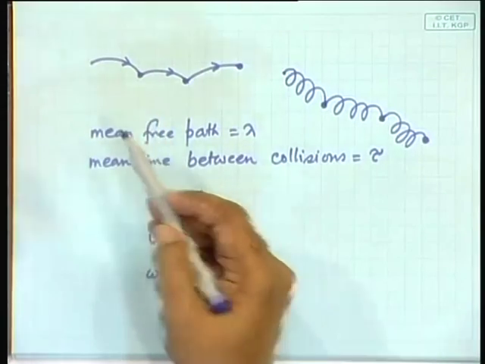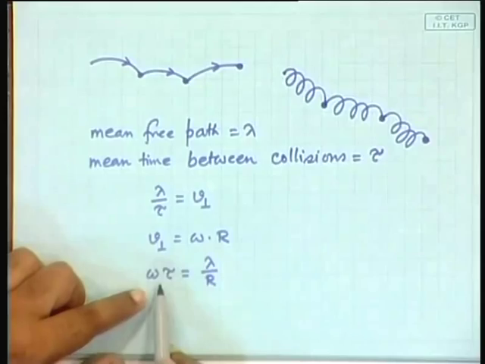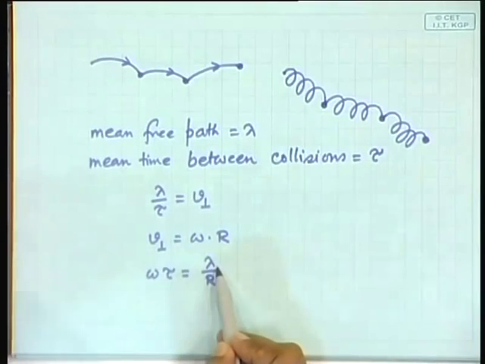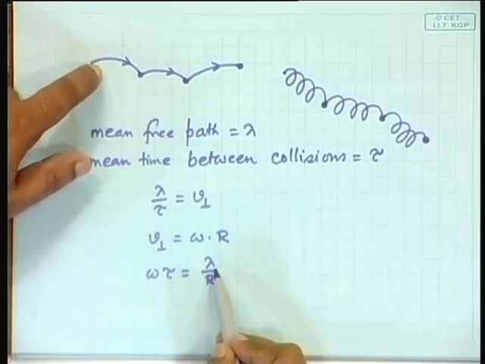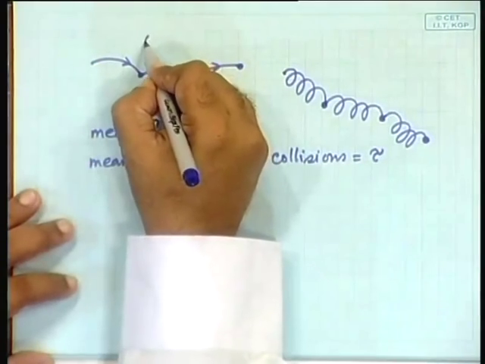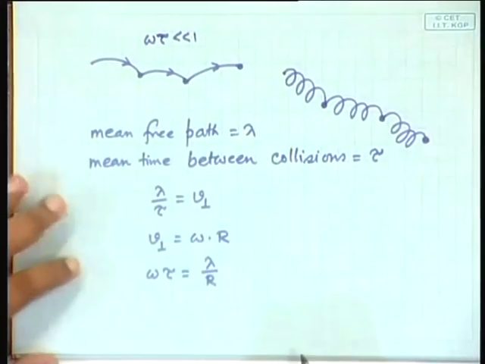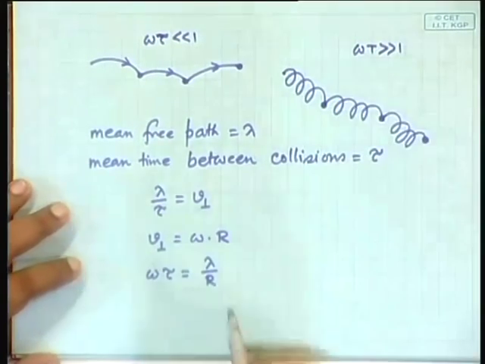You will not be able to say that each one will traverse paths like that, but on an average, if omega tau is small, then the mean free path is small, then it will be like this, sorry, in that case it will be like that. So this will be where omega tau is less than 1, and this will be where omega tau is greater than 1.